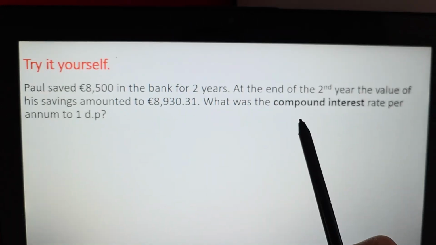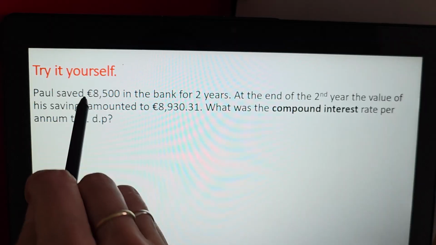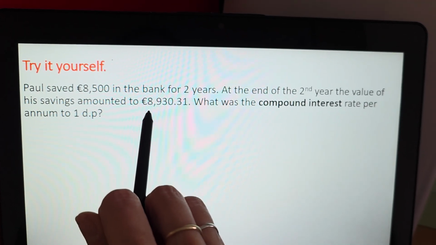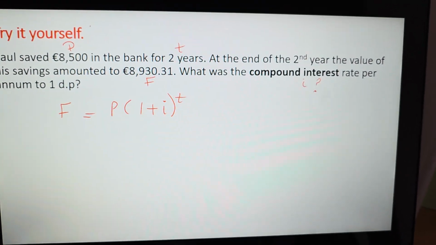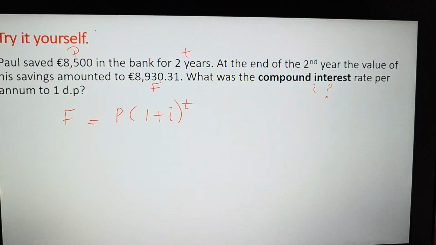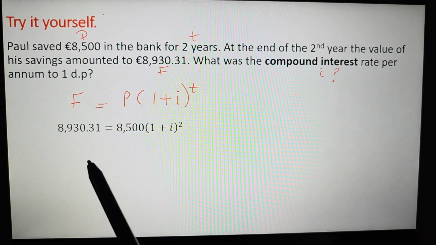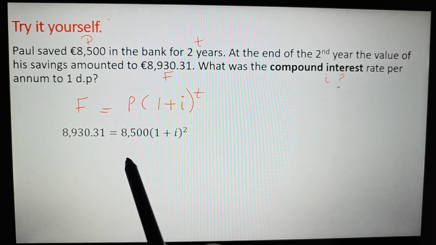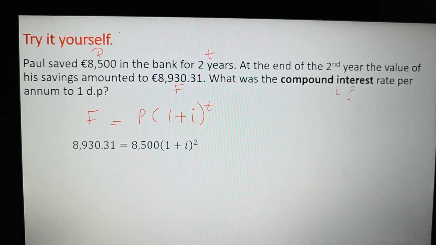Okay, well, it's compound interest, so I'm going to put down the formula for compound interest. P is 8,500, time is 2, F is 8,931, and I do not know I. So I will be the only unknown in the question. Okay, so now we're subbing into the formula. So it's going to be €8,930.31 is equal to 8,500 multiplied by 1 plus I, the interest rate, to the power of 2 years.